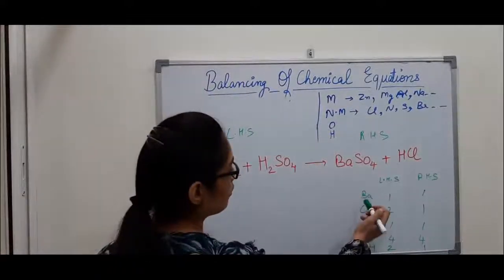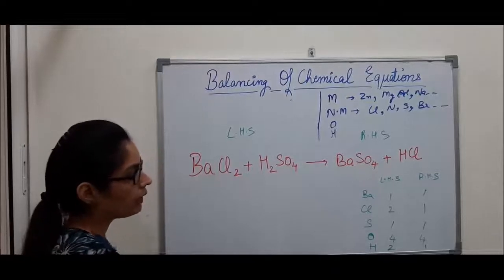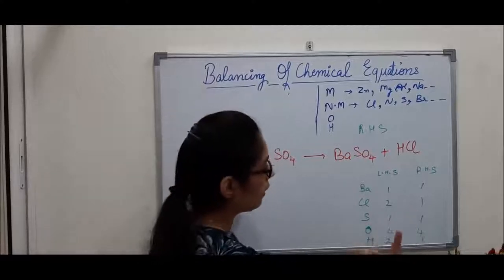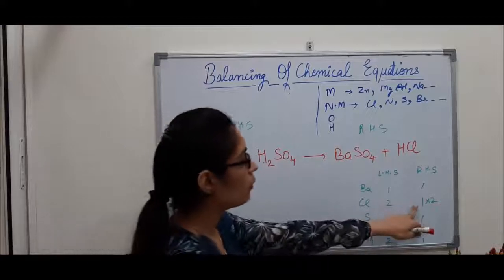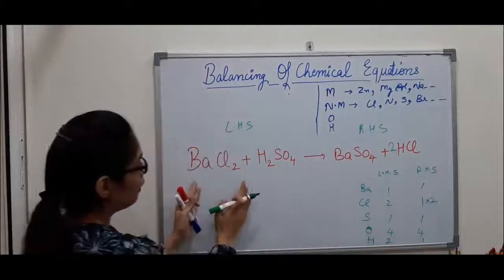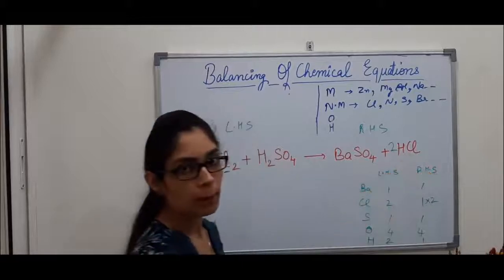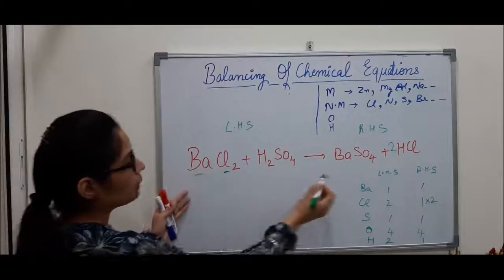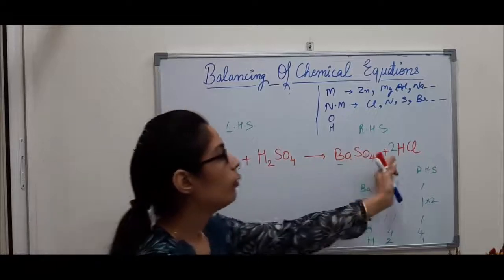So we can see from here, barium is already in a balanced state. Chlorine: 2 atoms are on the left hand side and on the right hand side only 1. So what I will do in this case is very simple. I'll simply multiply the chlorine atom on the right hand side with 2. Now I can see the left hand side number of atoms of chlorine is 2 and the right hand side number of chlorine atoms is also 2. Now again we will go back to the first step. Barium is still in a balanced state. After chlorine, 2 atoms this side, 2 atoms this side.